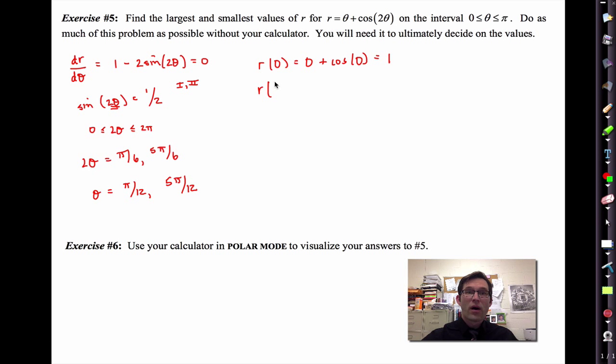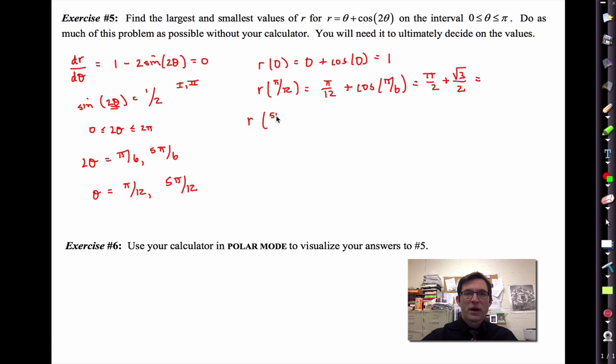I need to figure out r of pi over 12, which is going to be pi over 12 plus cosine of pi over 6. How much of this we end up doing without our calculator and how much we end up doing with our calculator kind of boils down to when we feel comfortable. We'll come up with a decimal eventually.